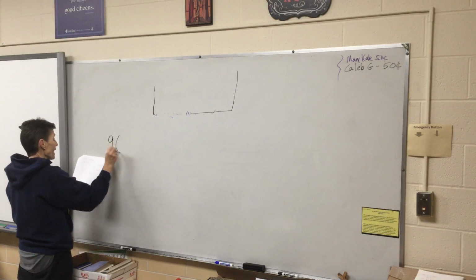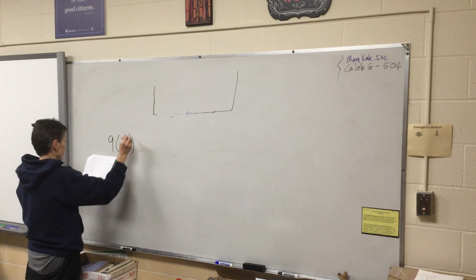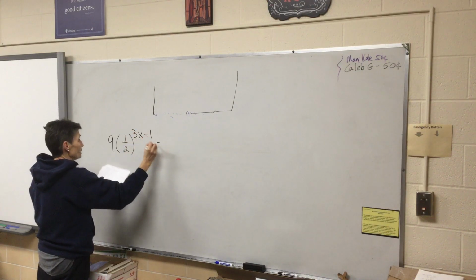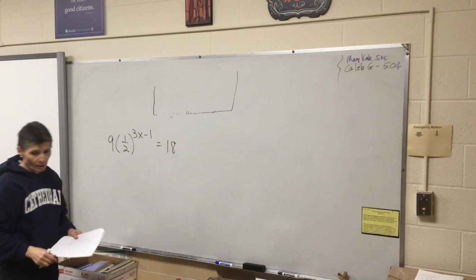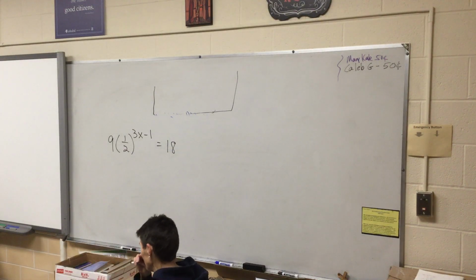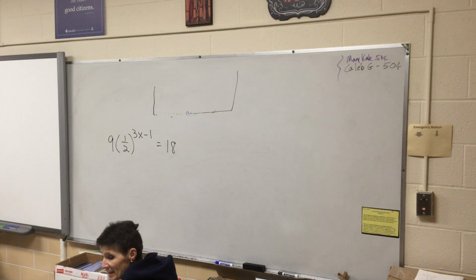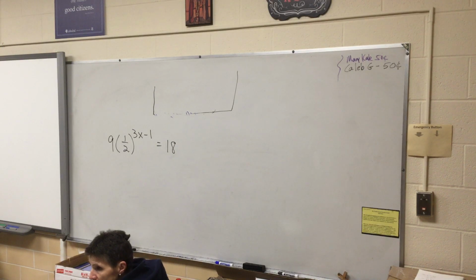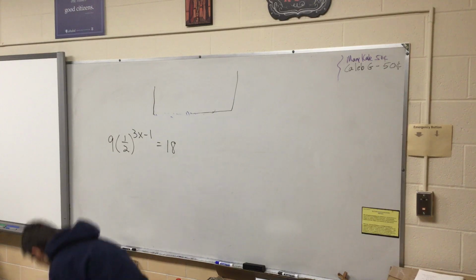So the one you're asking about is this. And we actually did one just like this in class today, but this one does have a little bit of a tricky part to it, but not the first part. The first step is easy. What do we have to do first? Divide by 9. Absolutely.